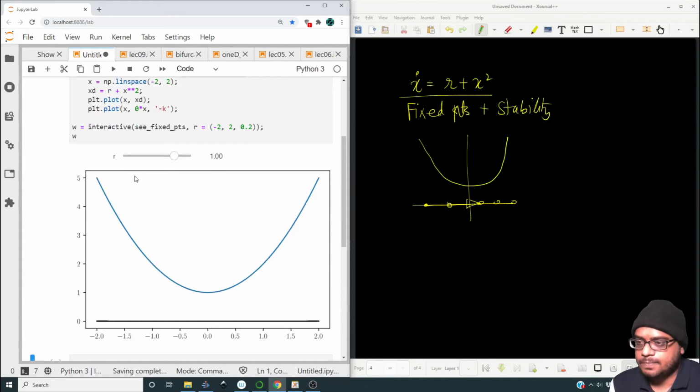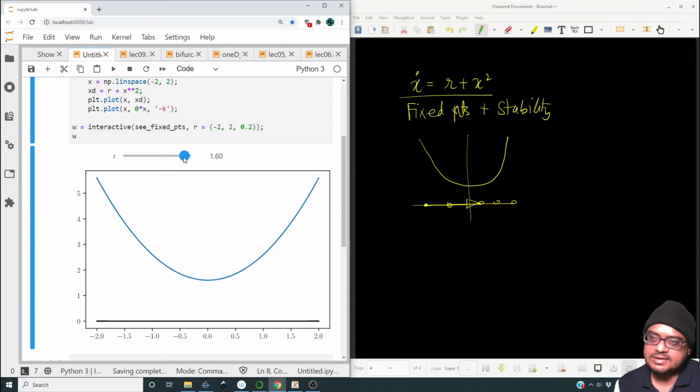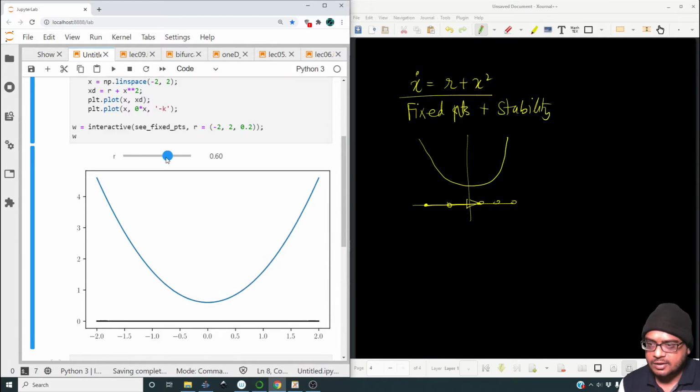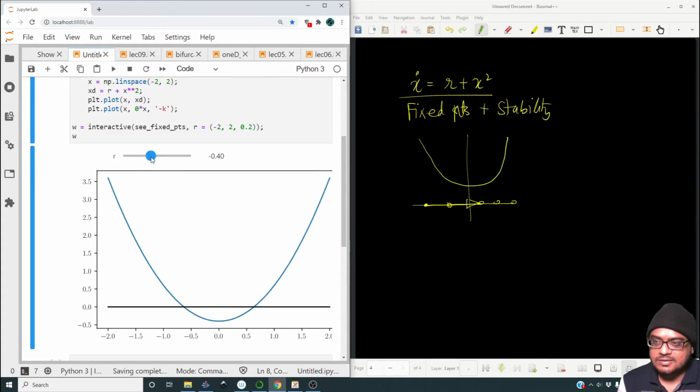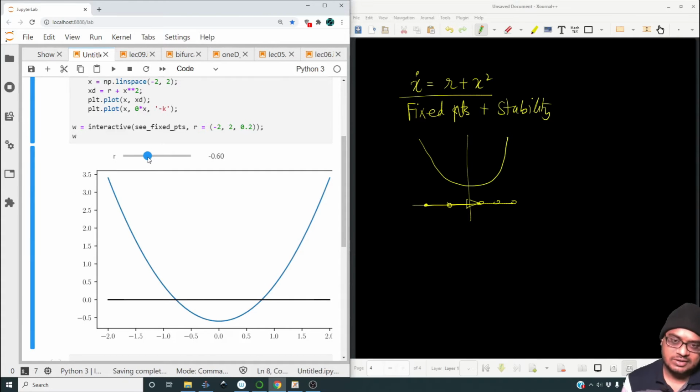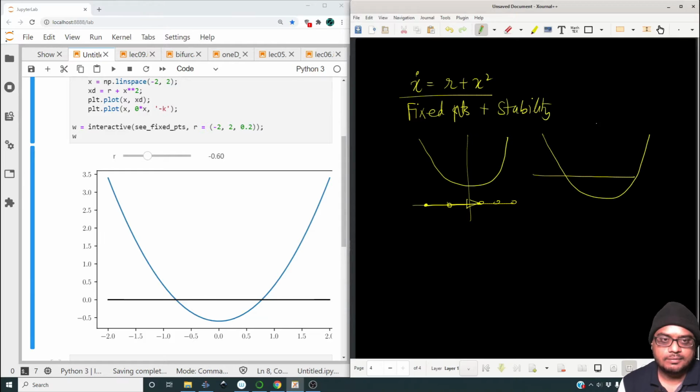So this is the widget. Let me change r. Let me increase it. Obviously increasing it makes the curve go further towards the upper direction. So there are no roots. As I reduce r, there is a point when r equal to 0 where there is exactly one point of intersection. That point of intersection is obviously x equal to 0. When r is negative, we will have 2 points of intersection, and so we have 2 fixed points. So when r is less than 0, we have 2 fixed points.